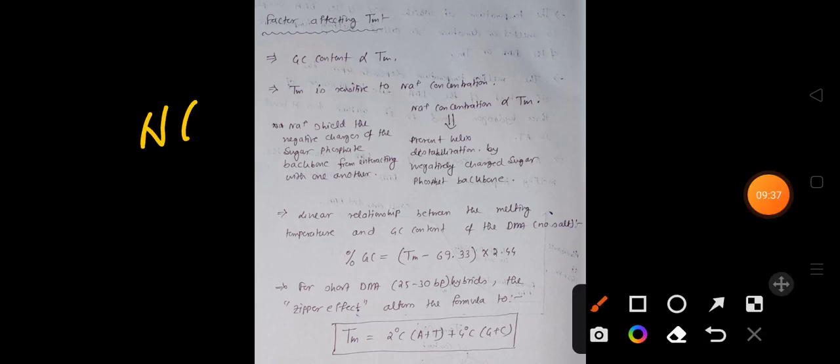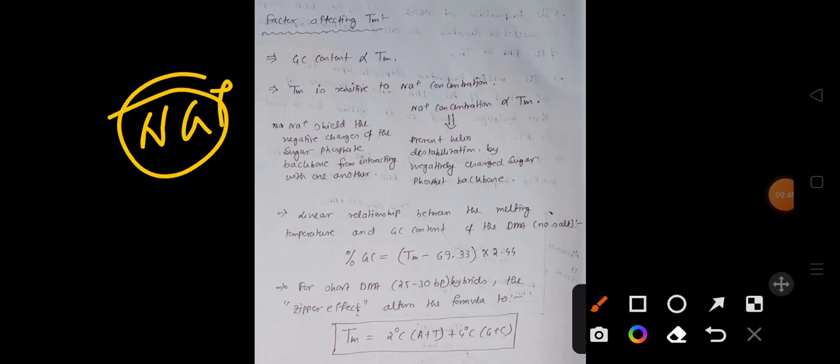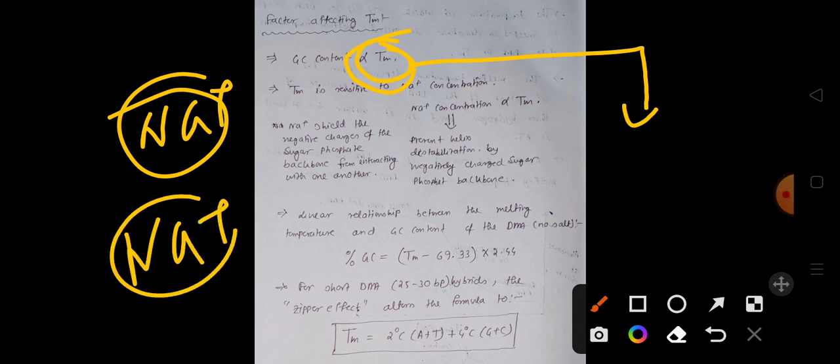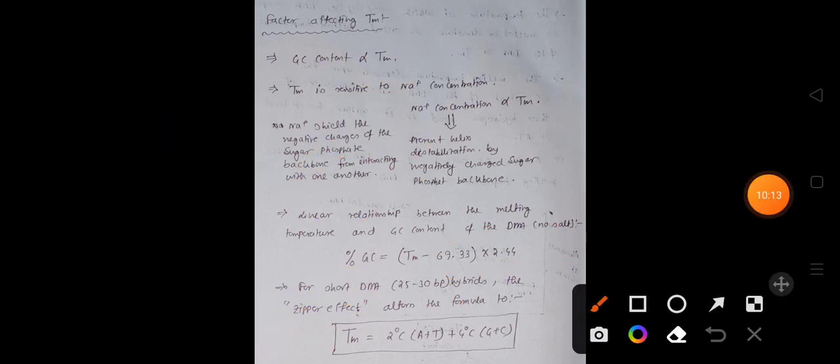Na plus will shield those phosphate backbones, right? And as a result, they cannot interact with each other. And as a result, DNA becomes stable, right? So the entire thing for denaturation of the DNA, now Tm has to manage, right? So that is the reason why in presence of Na plus, DNA having the same sequence has a higher Tm value, and in absence of Na plus, the same DNA has a lower Tm value. Understood?